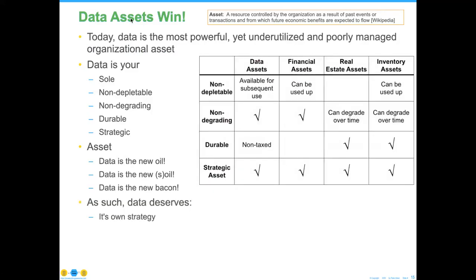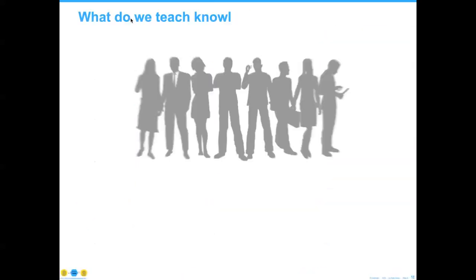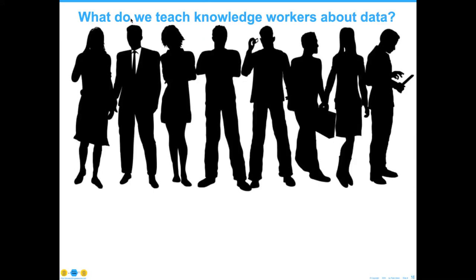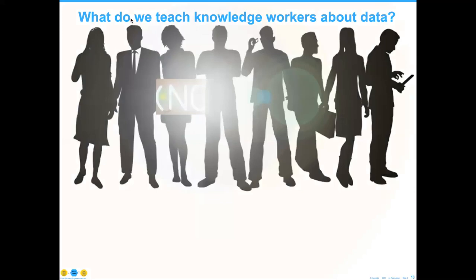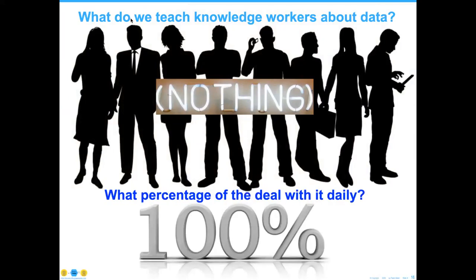Long story short, as such, data as a strategic asset deserves its own strategy. It deserves attention on par to similar organizational assets and professional administration to make up for past neglect. Because you see, when we look at a knowledge worker, the way I define a knowledge worker is somebody in your organization who works with data. It's a pretty objective criteria. And yet, we teach them nothing about data as a general practice. And of course, the percentage of them that deal with it daily is 100%.